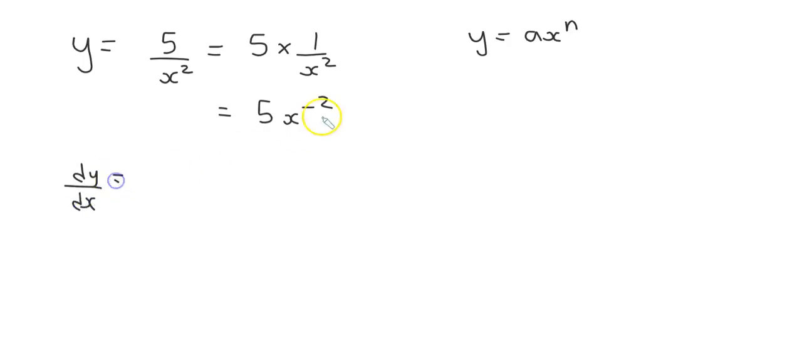So bring the power down with the 5, so that would be minus 2 times 5. And then x to the minus 2 minus 1. Just be careful here with these minuses. See a lot of students going wrong here. So that's actually minus 10x to the minus 3.